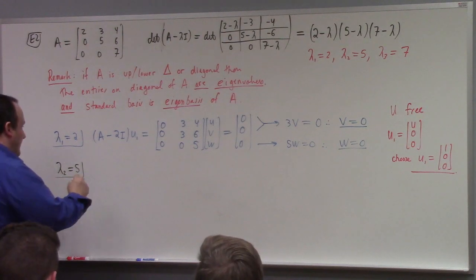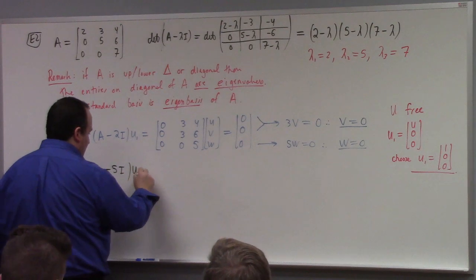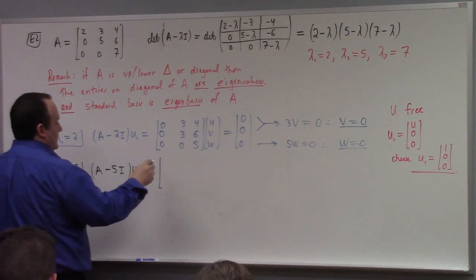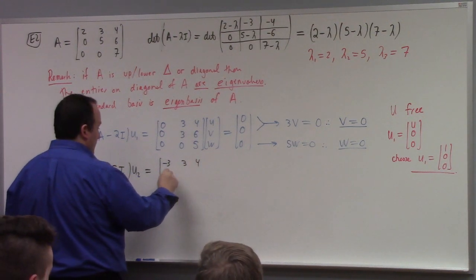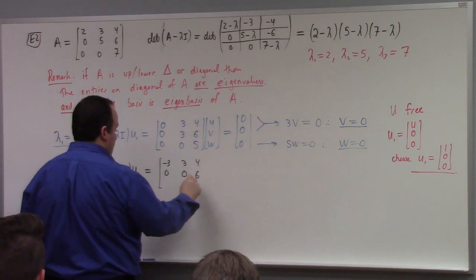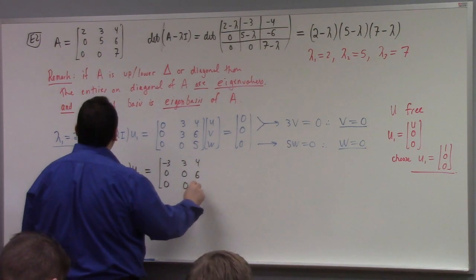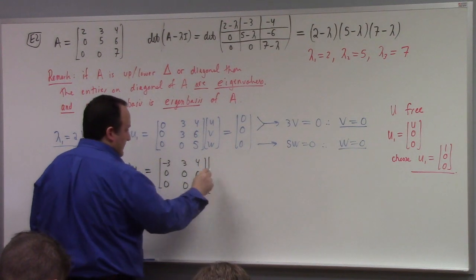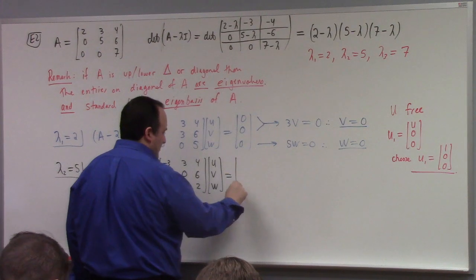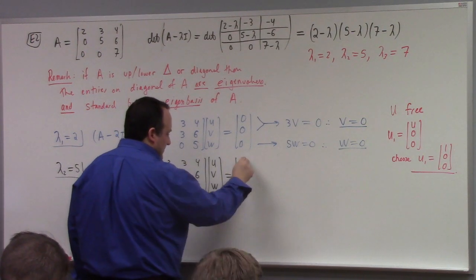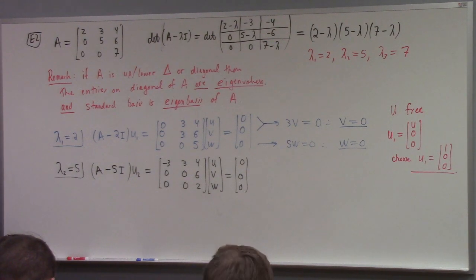A minus 5I u2. That gives us minus 3, 3, 4, 0, 0, 6, 0, 0, 2. And you guys know about, what's the term in computer science when you have a variable and then you keep reusing it? Like you redefine it and use it again? Whatever that is, that's what we're doing.